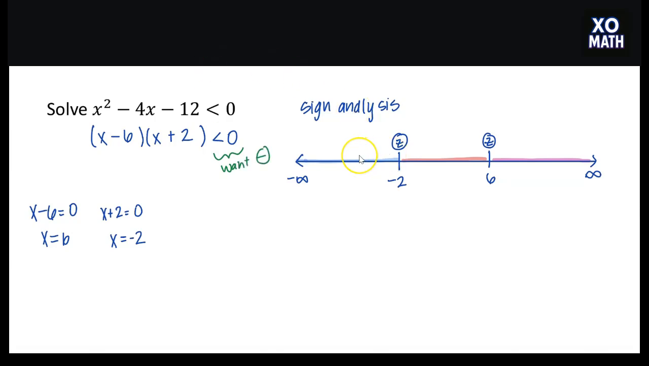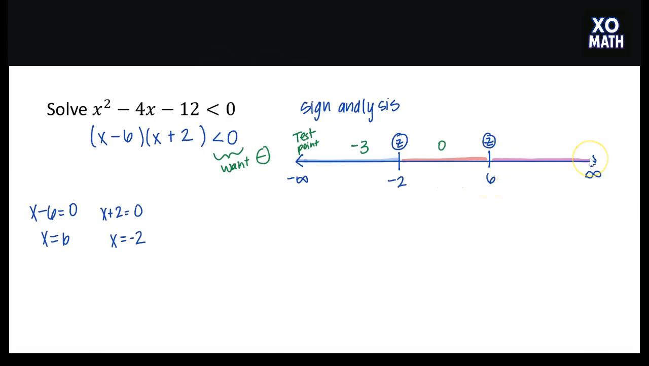All right, so what we're going to do is pick a representative test point in each interval. So I'm going to pick a test point, something between negative infinity and negative 2. It's a lot of options. I'm going to pick negative 3. Between negative 2 and 6, I'm going to pick 0. It's the nicest number to pick.